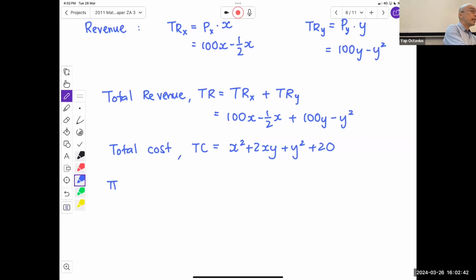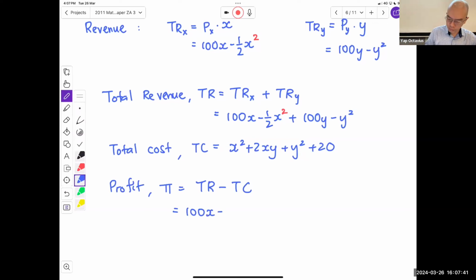So you need to get your Hessian, the pi XX and the pi YY and the pi XY. Okay, so the profit is total revenue minus total cost. Okay, come, you all do a little bit. Do a little bit of total revenue. So I'm just rewriting all the terms and then I'm going to subtract.